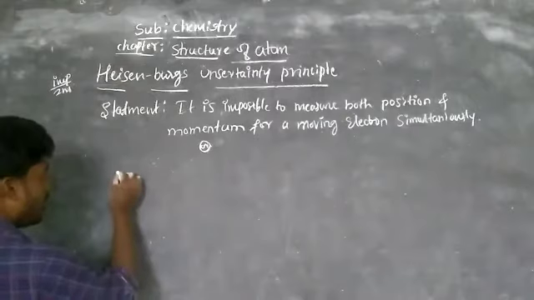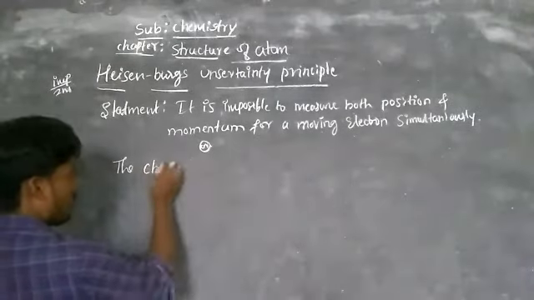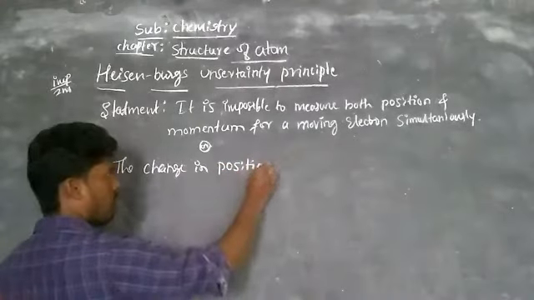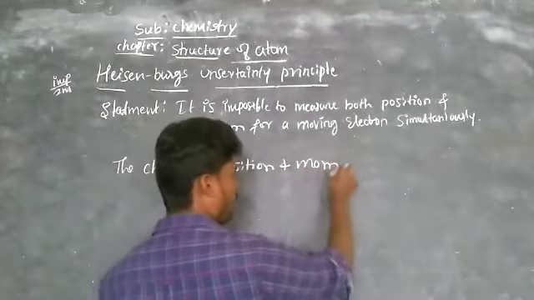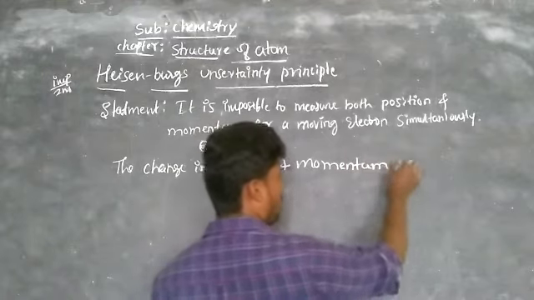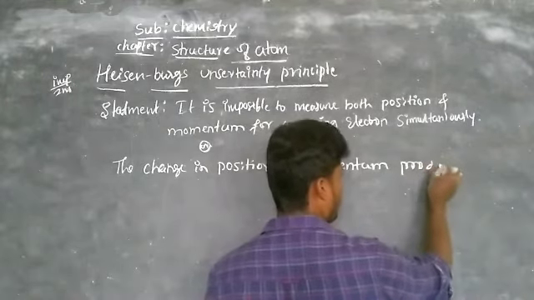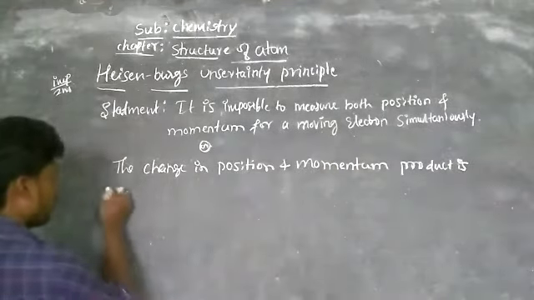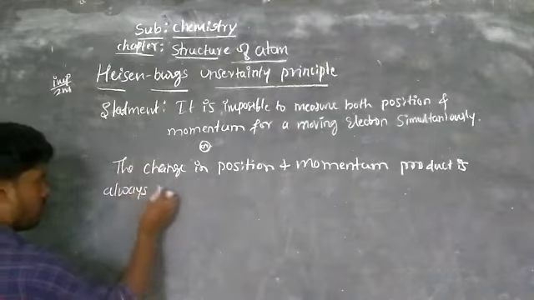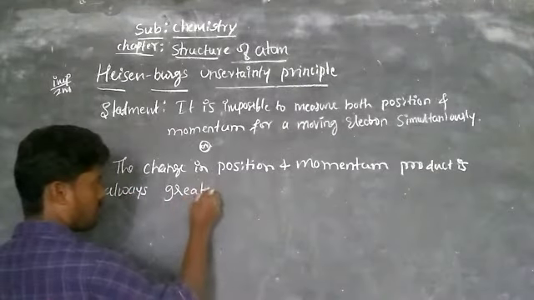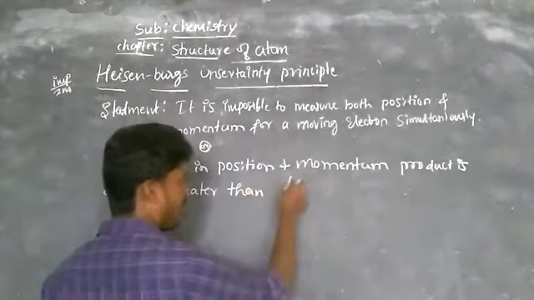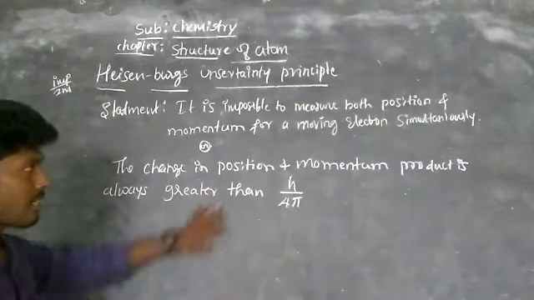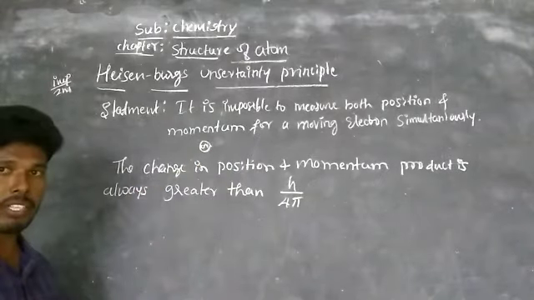This also says that the change in position and momentum, the product, is always greater than h by 4 pi. This is called the Ensemble uncertainty principle. This is the statement. Either you write the first one or the second one, both are right.